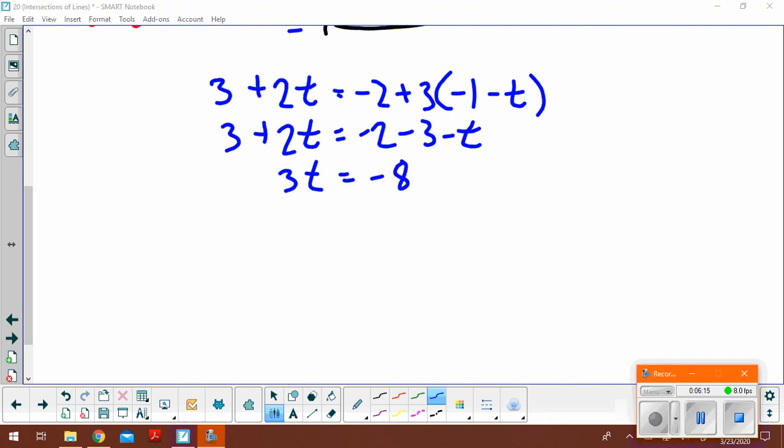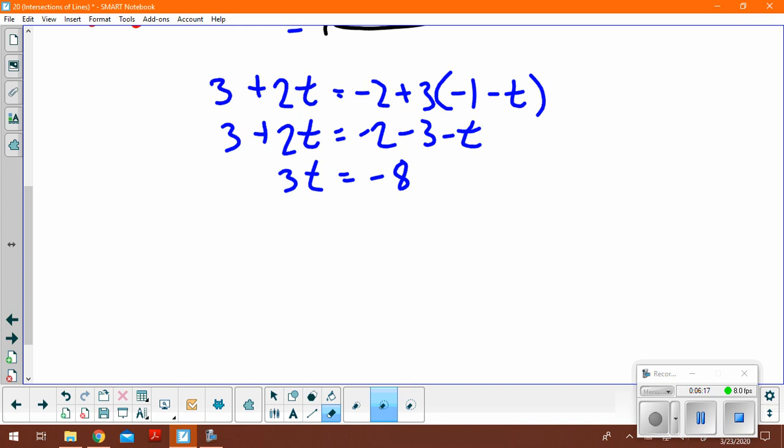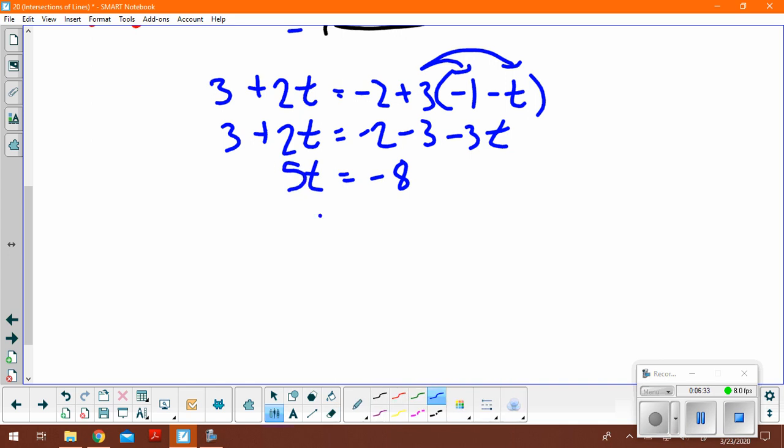And hold on a sec. I realize I made a silly algebra mistake. That happens sometimes. That should be -3t because I'm supposed to distribute those in. Resume. So that should really be a 5. So t is equal to -8 over 5.